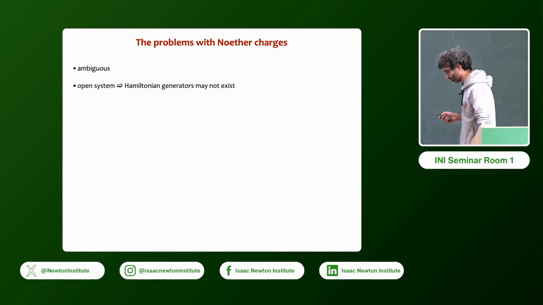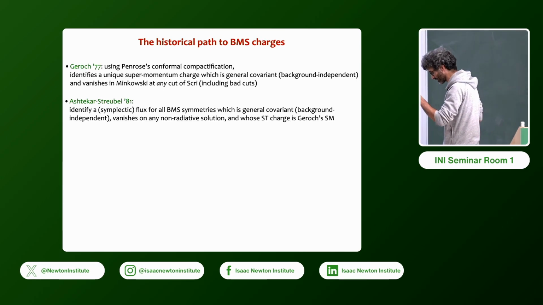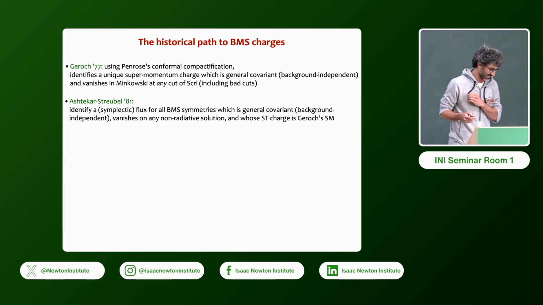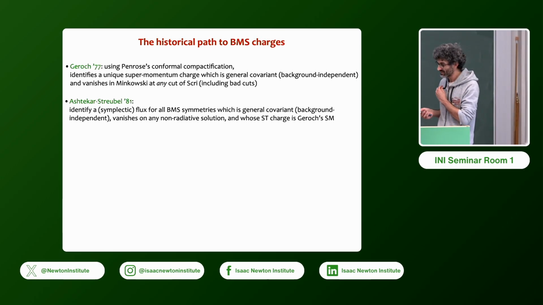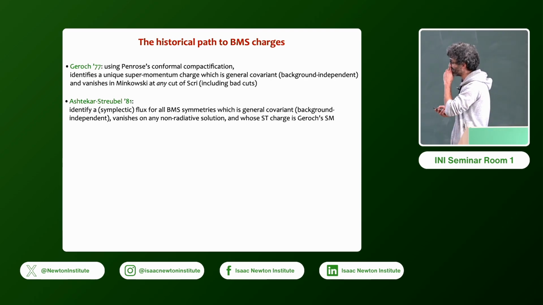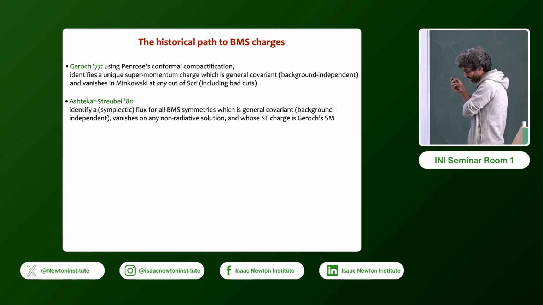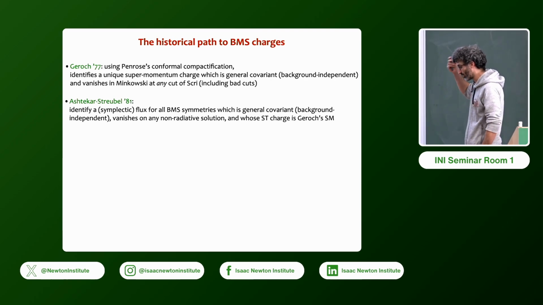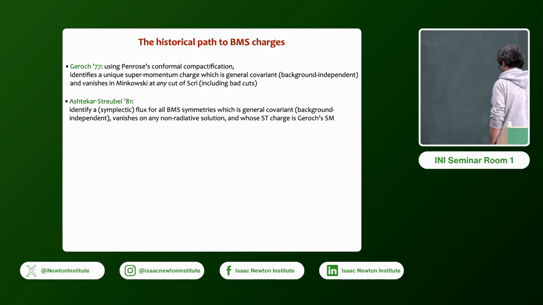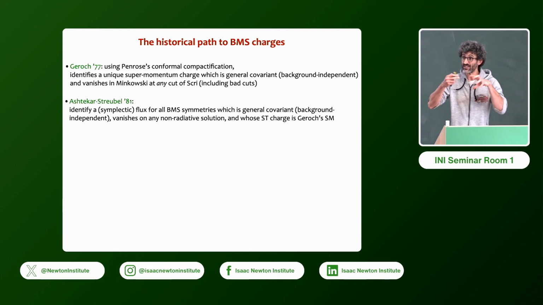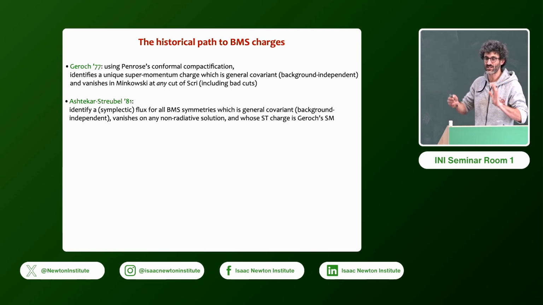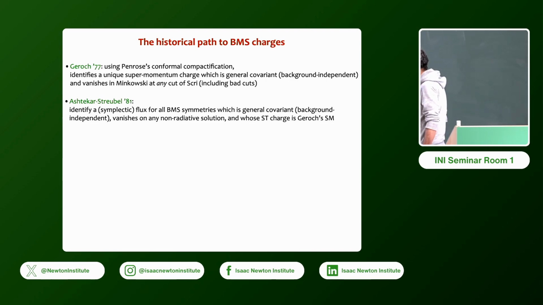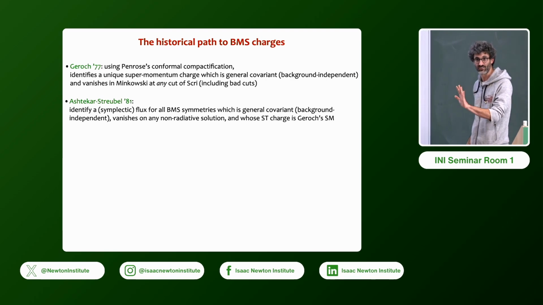But before telling you how this is fixed, let me tell you the history, because this is not how people identified charges in the first place. Well, of course, this starts a long time ago. Bondi and Sachs already identified a momentum. The question was how to identify the charge associated with the global translations. Already Bondi and Sachs had it, and in fact the Bondi energy loss formula refers to that.